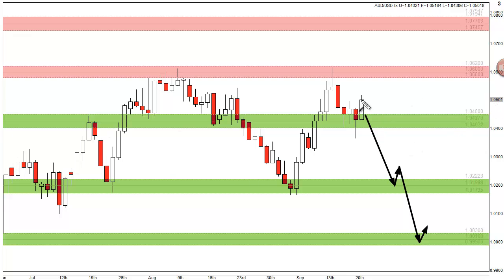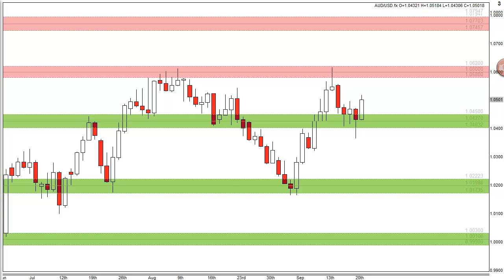And support areas are always below current price. So current price is here on this chart. Support is always below current price. Areas above current price, they're resistance. Now, resistance area is an area where there are sellers grouped.